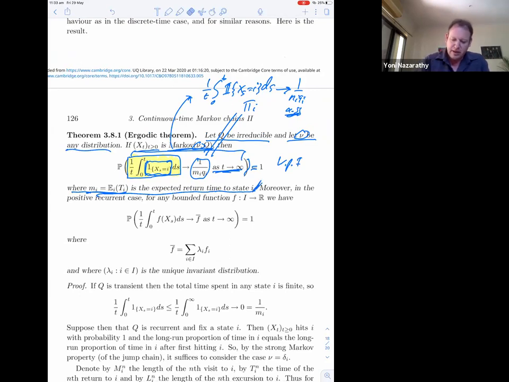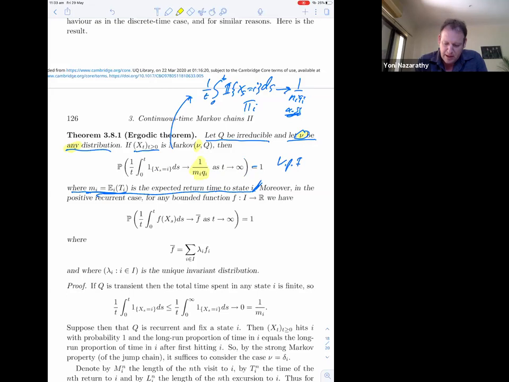This is important because even if you don't start in stationarity, don't worry about it. You could start in a different distribution that's not necessarily your invariant distribution. You can start in any distribution, and still your time averages will converge to the right thing.